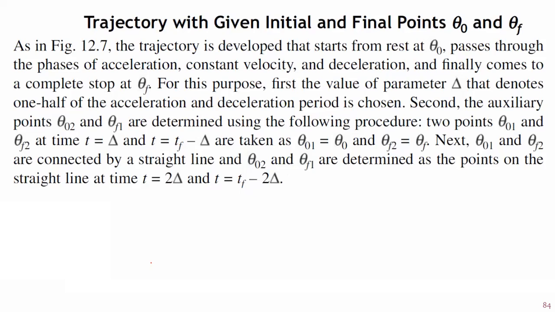2 points theta naught 1 and theta f2 at time t is equal to delta and t is equal to tf minus delta are taken as theta naught 1 is equal to theta naught and theta f2 is equal to theta f. Next, theta naught 1 and theta f2 are connected by a straight line, and theta naught 2 and theta f1 are determined as the points on the straight line at time t is equal to 2 delta and t is equal to tf minus 2 delta.